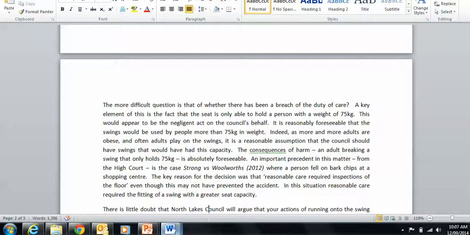in my opinion. The important precedent in this matter from the High Court is the case Strong v Woolworths, where a person fell on bark chips at a shopping centre. The key reason for the decision was that reasonable care required inspections of the floor, even though this may not have prevented the accident. That's really important. This case in the High Court said that this may not have prevented the accident. There should have been a reasonable level of care, though, taken. In this case, I think it is very, very similar. If a reasonable level of care had been taken, we don't know that it would have prevented the accident, but a reasonable level of care had not been taken. So that was the conclusion that I drew. How many people are comfortable? How many people can see that link between the case and that conclusion?